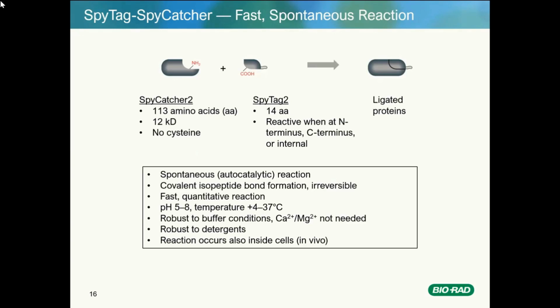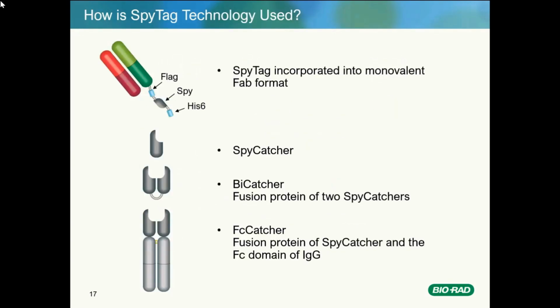So we are using this technology in the context of our custom antibodies. We have incorporated the SpyTag at the C-terminus of our monovalent Fab format as shown at the top panel. The SpyTag forms a covalent isopeptide bond to a SpyCatcher protein in the bottom panel, and in this way, the SpyCatcher protein can add a function.